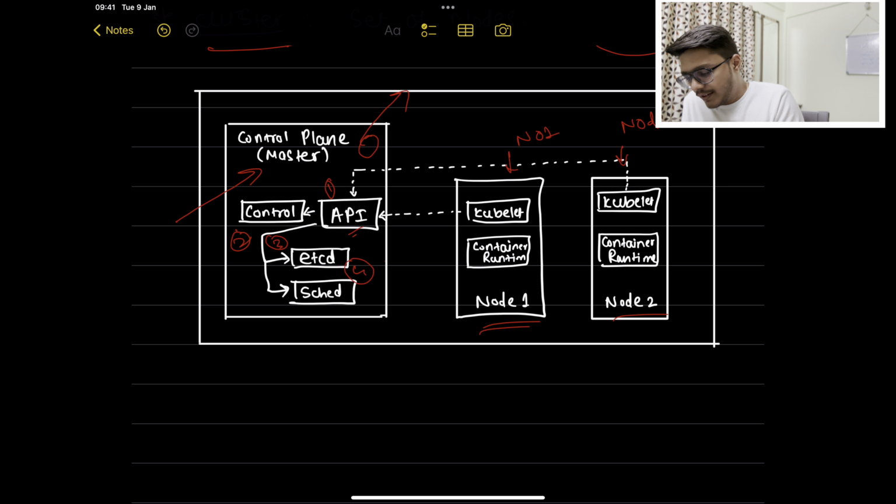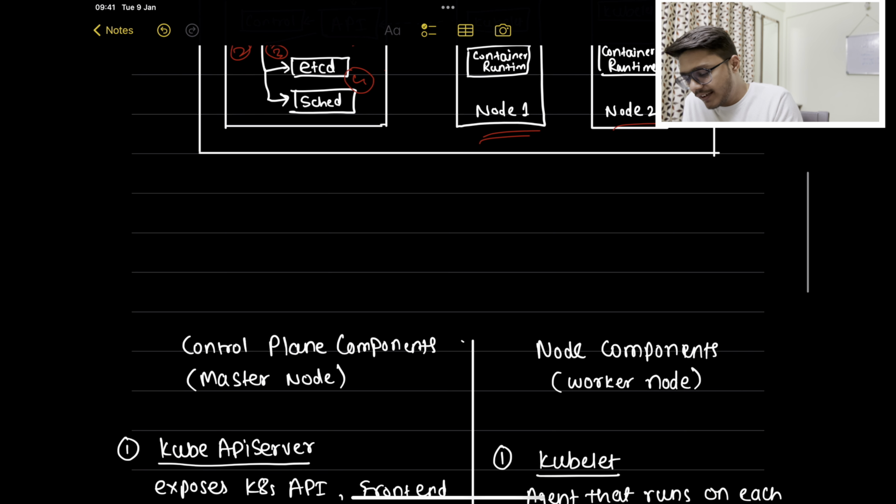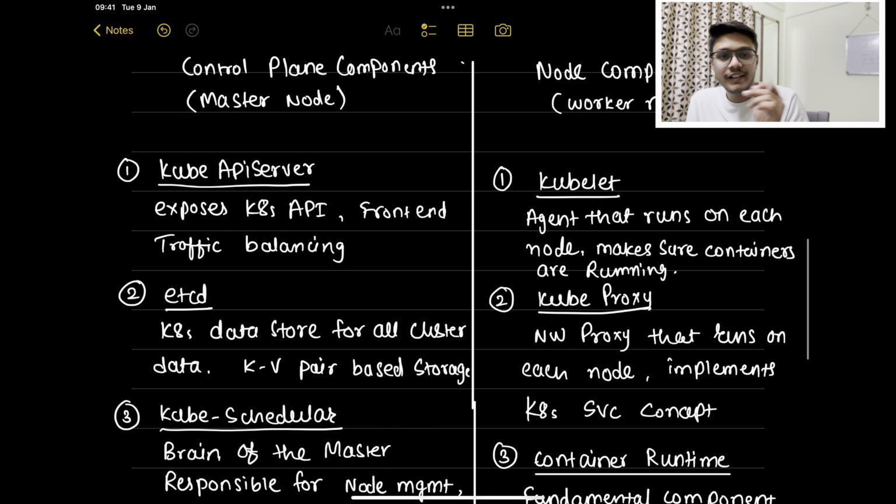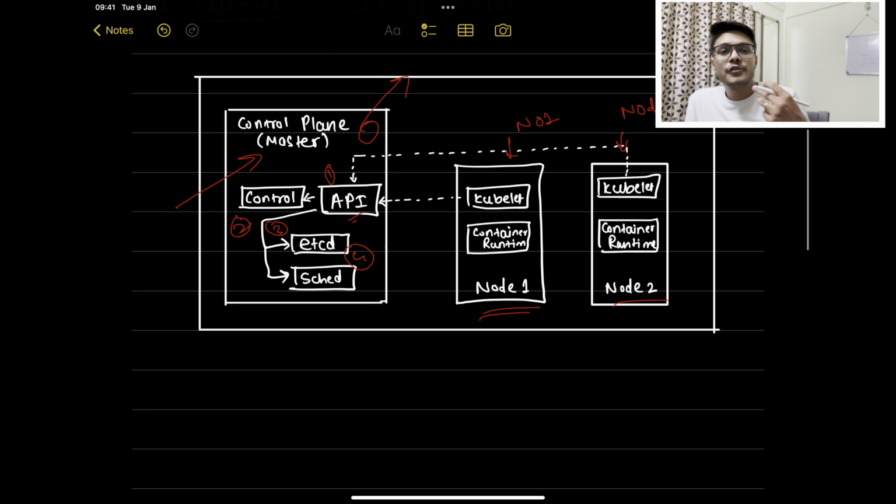Now there is a second part, which is etcd. Kubernetes needs to store a lot of information about its control plane and its nodes. To store this, it needs some kind of data store or database, right? etcd is a key-value pair based data store, which helps store the data and information about the control plane and about the other nodes as well.